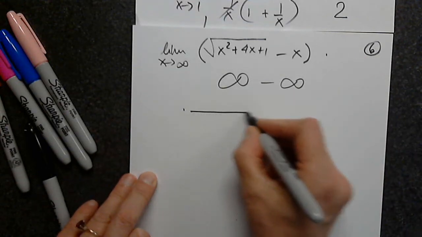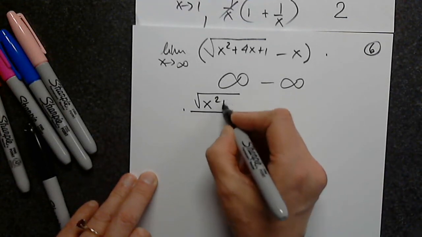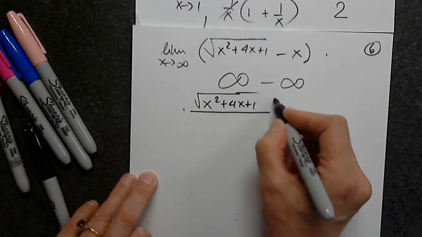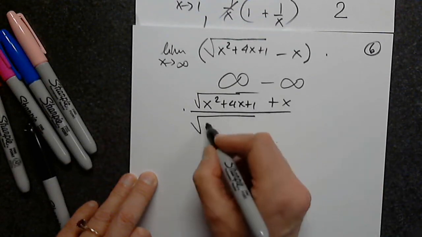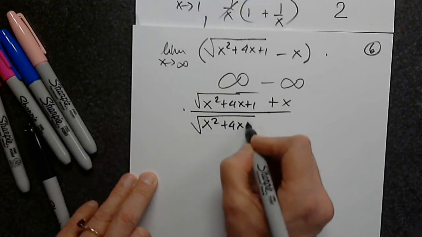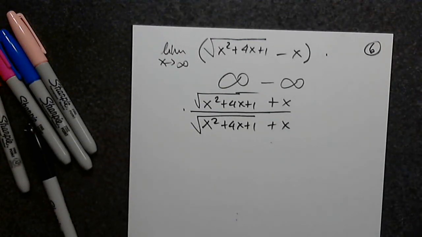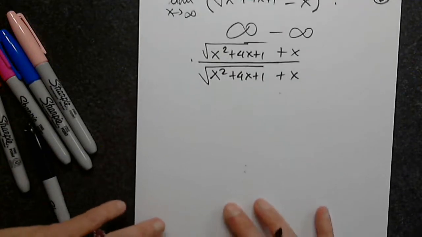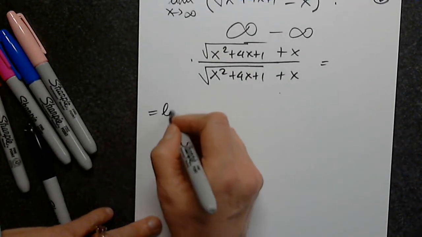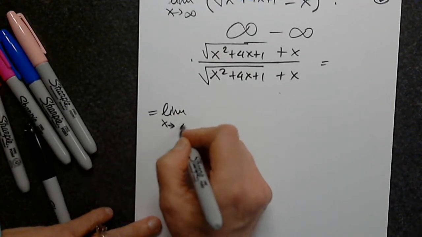So we multiply by the square root of x squared plus 4x plus 1 plus x over the square root of x squared plus 4x plus 1 plus x. So then limit as x approaches infinity.